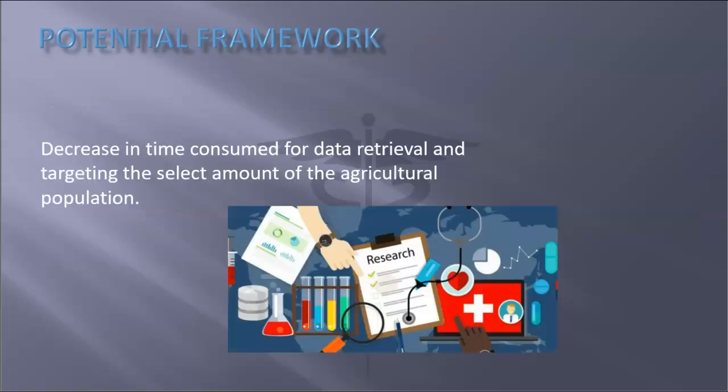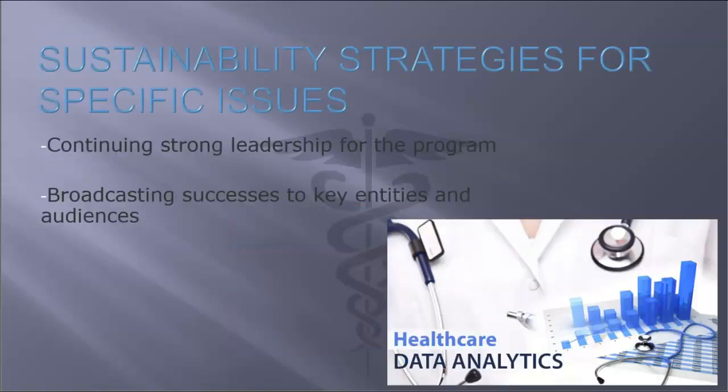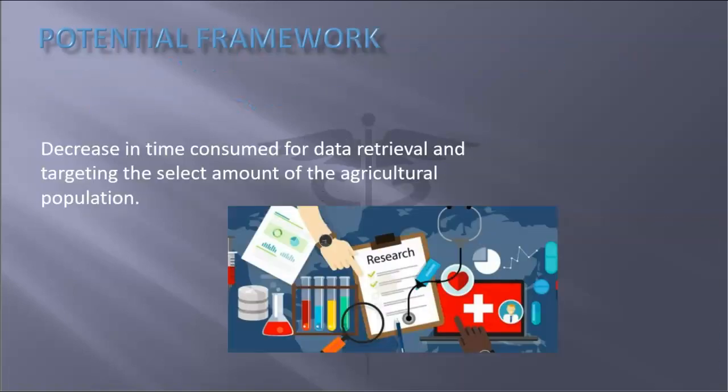Potential framework: the time consumption for data retrieval can be decreased by selecting the amount of agricultural population you're going to do this research on. You don't want to try to do a wide array of this population and take too long to be able to get that data analysis.